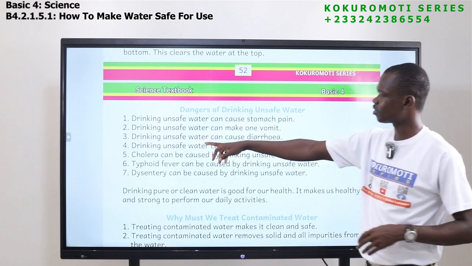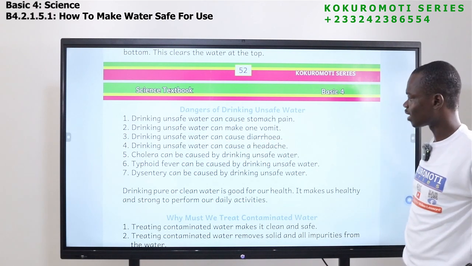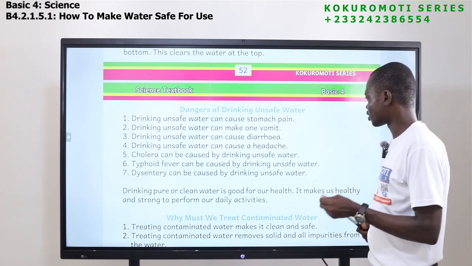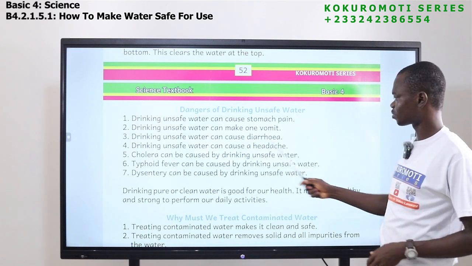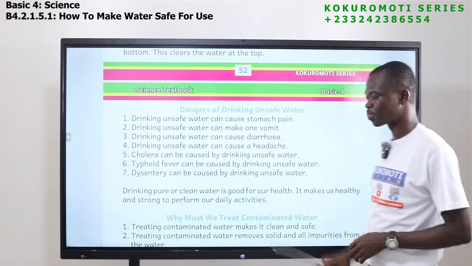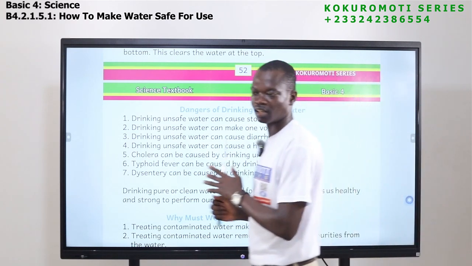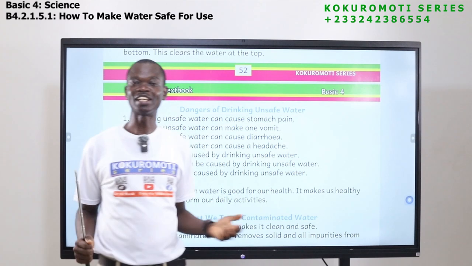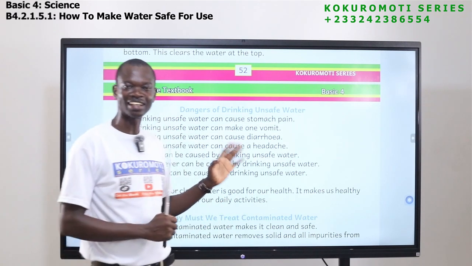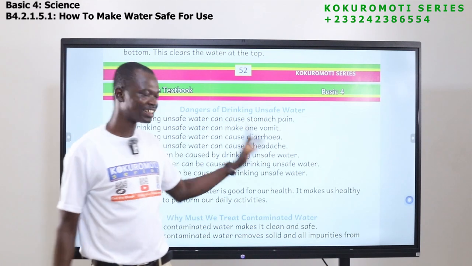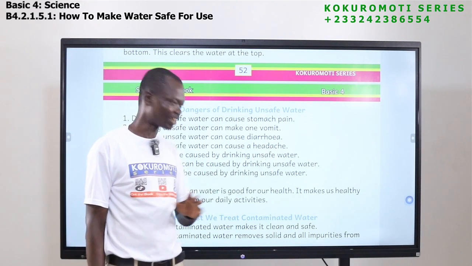Three, drinking unsafe water can cause diarrhea. Hey, do you know diarrhea? I always try to stress this. Diarrhea, look at the spelling. So diarrhea, this is how it is spelled. We have O here. Yes, for British spelling, we have O here. American spelling, we don't have O. But I have stuck to British spelling. So diarrhea, this is how it is written. Okay.